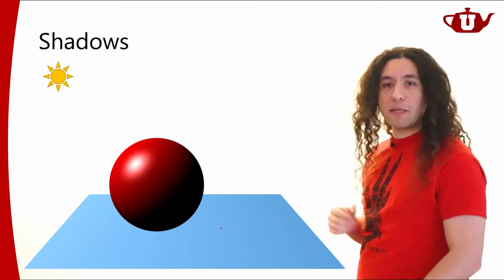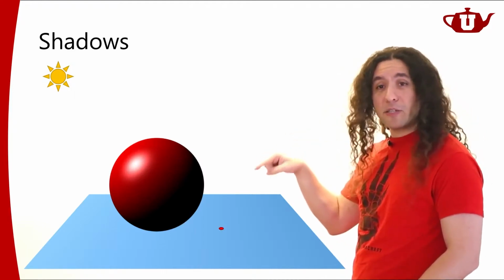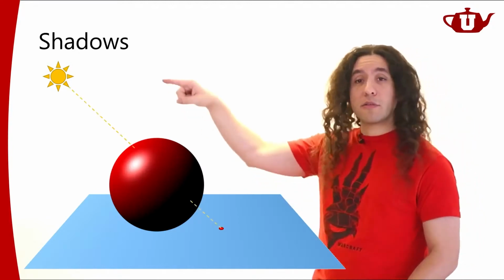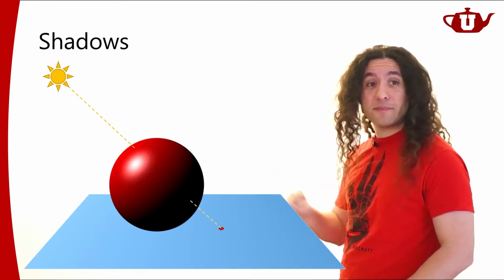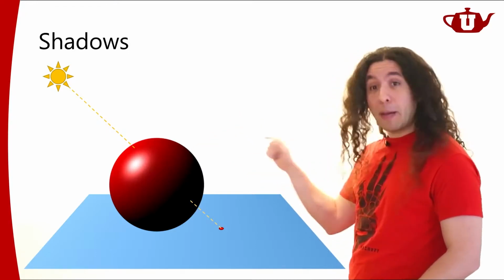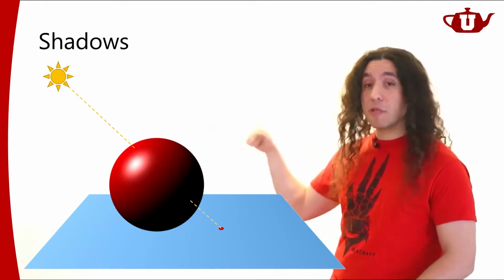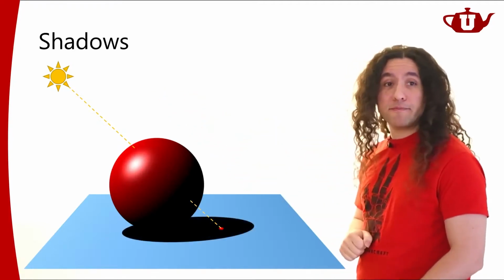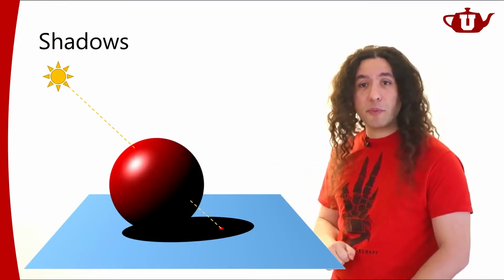But let's pick some other point. Let's pick this one. In this case, if I draw a line from this point to the light source, it's going through this sphere, right? It's going through this ball. So that means that this point will not be able to see the light source, so it is in shadow. All right? So this is what we're going to be computing.